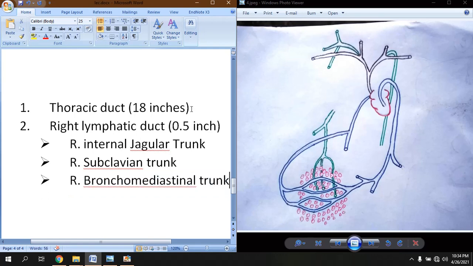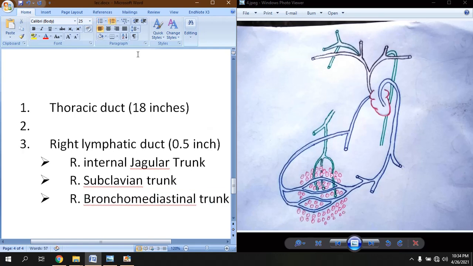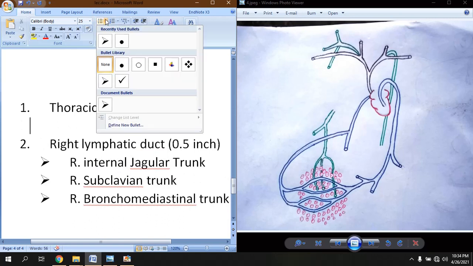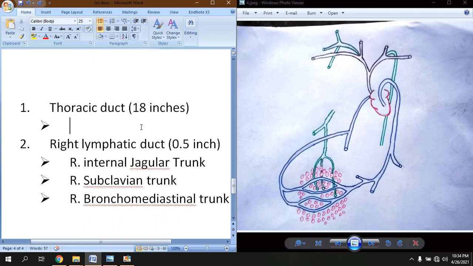Similarly, coming towards the thoracic duct. The thoracic duct is the large one. That's why I'm going to show you in the second one.